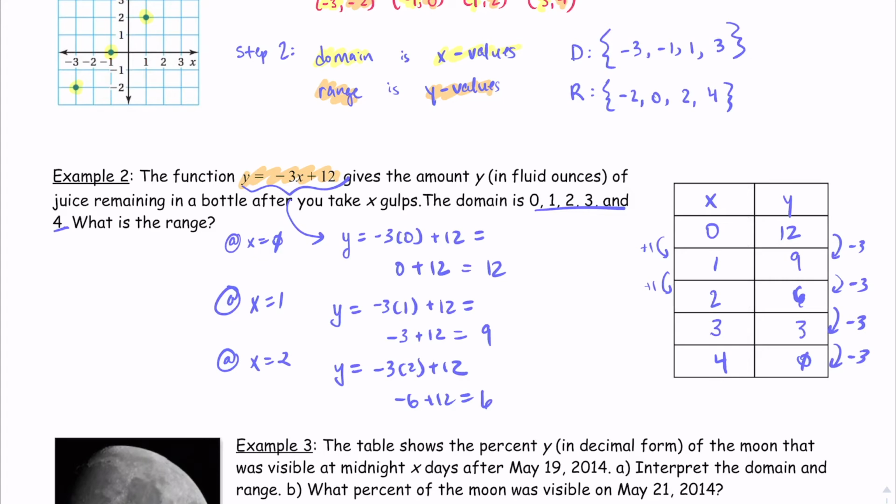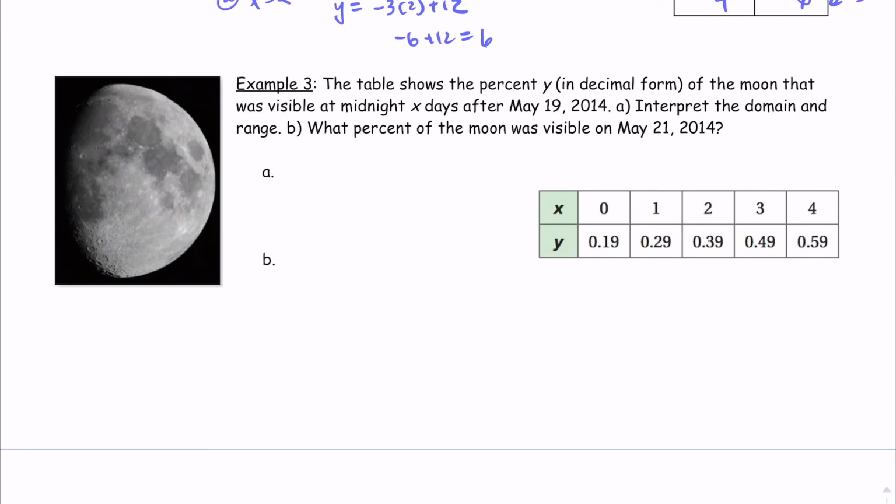All right, here is the last example for the day. The table shows the percent y, in decimal form, of the moon that was visible at night x days after May 19, 2014. Interpret the domain and range. B, what percent of the moon was visible on May 21 of 2014? All right, so word problem. So it says interpret. Okay, so that's a little different, right?